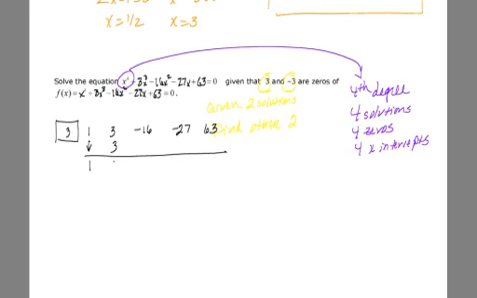3 times 1 is 3. We get a 9. 27. If I subtract those, I get an 11. Multiply those, a 33. Subtract that out.